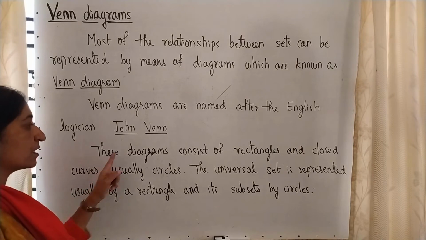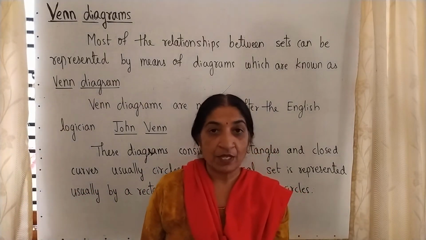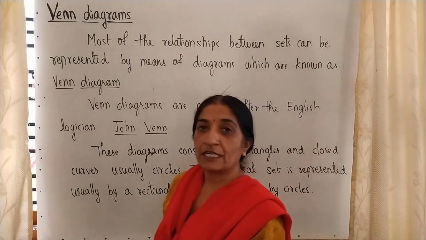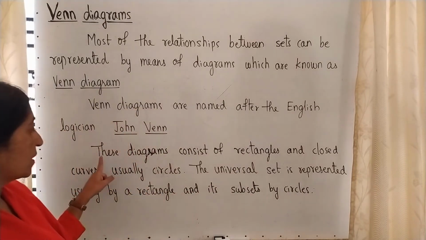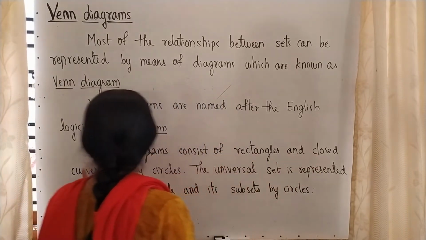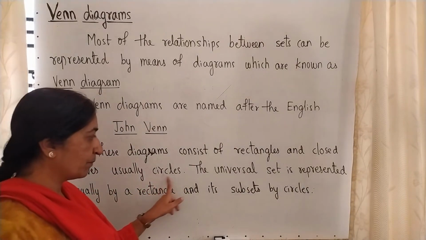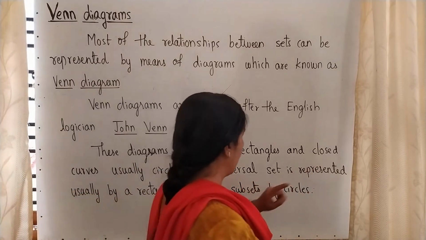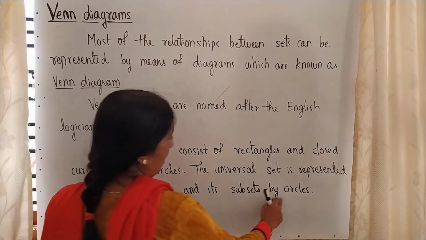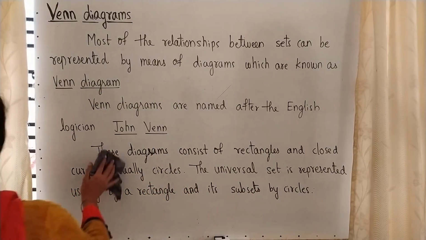In Venn diagrams we usually use rectangles and circles. Rectangles always represent the universal set and circles represent the subsets. These diagrams consist of rectangles and closed curves. The closed curves are usually circles. The universal set is represented by a rectangle and its subsets are represented by circles. So now we are moving to the concept.